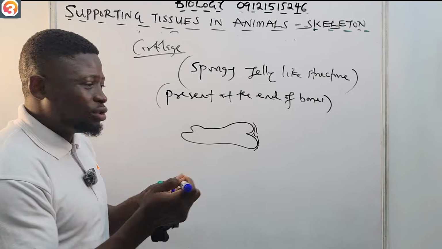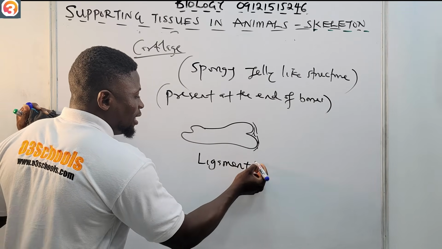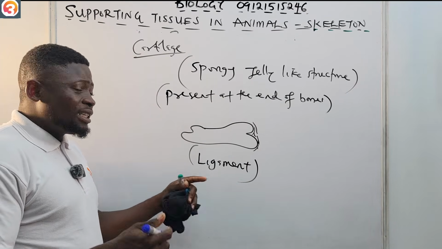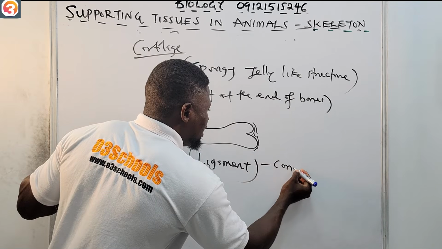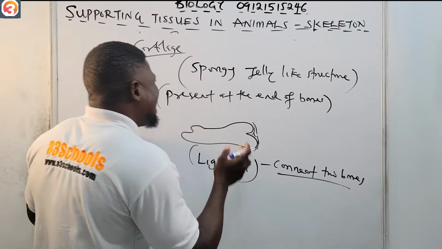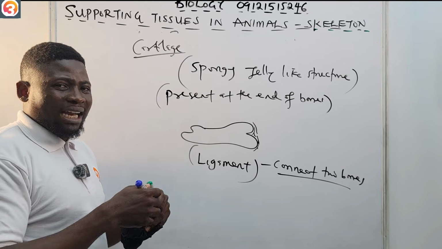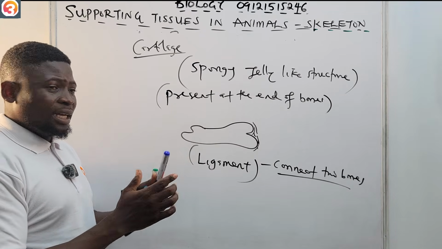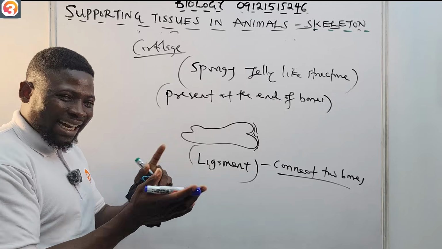They are not ligaments, so do not confuse cartilage with ligaments. Ligaments connect two bones together. Their work is to connect two bones. But the cartilages are not there for connection. They are found at the end of bones, or in between the bones. In between these two bones that the ligament is connecting, you usually find cartilages there.